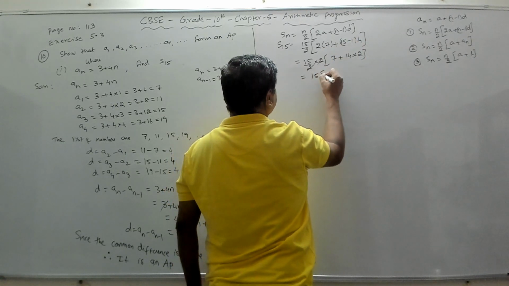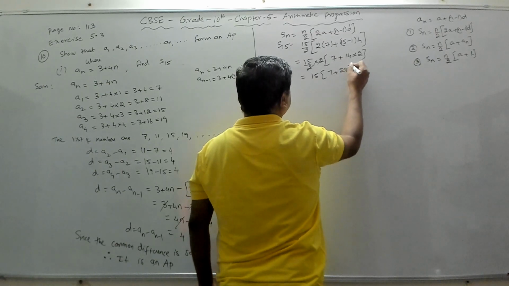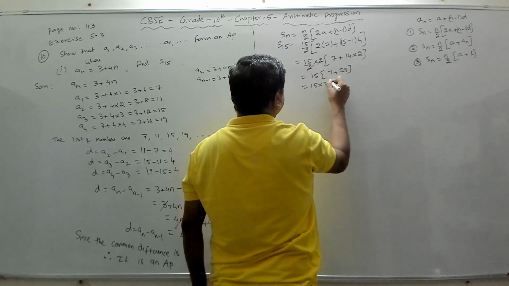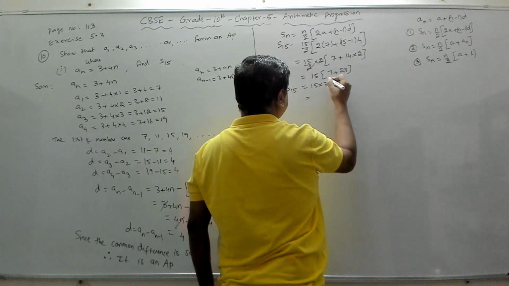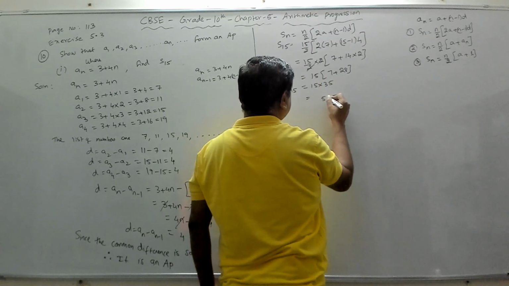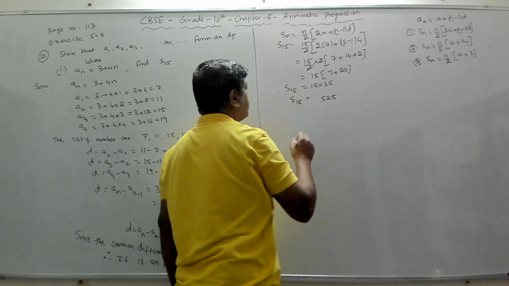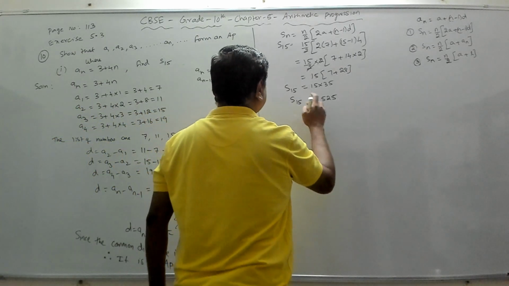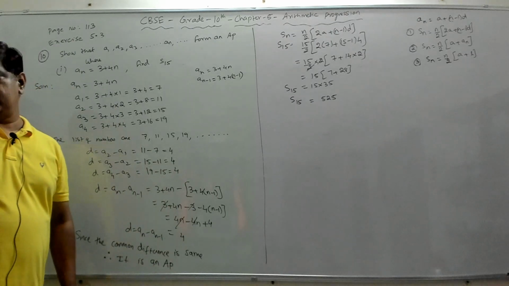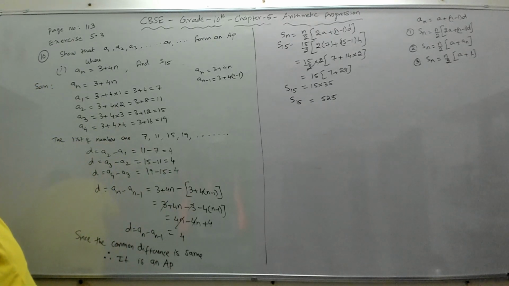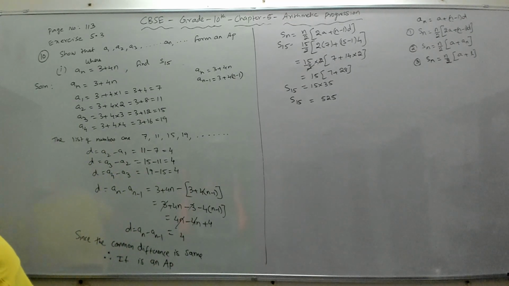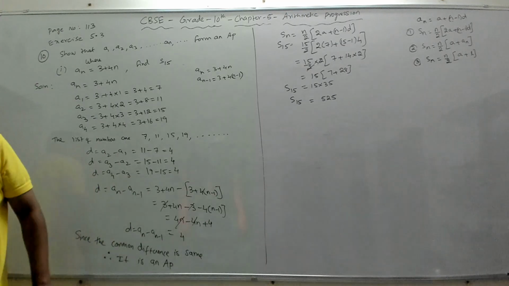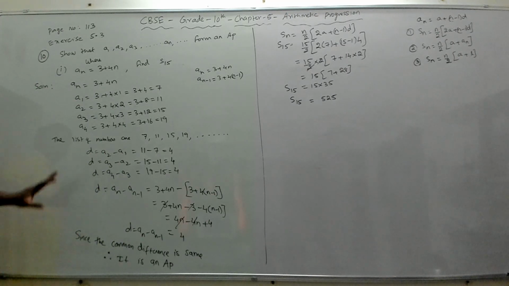So you get 15 into 7 plus 14 times 2 is 28. So you get 15 into 35. That is your S15. Right? Now if you multiply, 15 5s are 75, carry 7, 45 plus 7 is 52. So your S15 is 525. Right? Your S15 is 525. Fine. So all of you can copy this and take the notes. 525. This is the first part. Right? Now I'll do the second part.